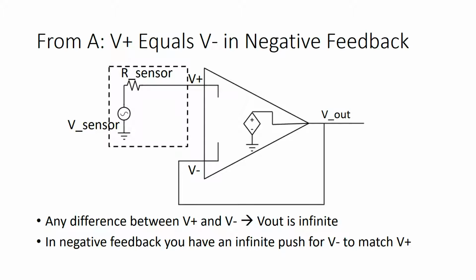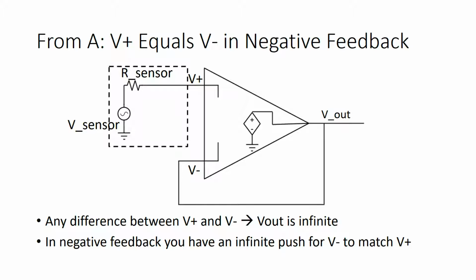Students are often bothered by this derivation because it's an oversimplification. Weren't you just telling us that V out is equal to A times (V plus minus V minus)? Wouldn't that be 0 if V plus equals V minus? The trick to resolving these complaints is to remember that A is actually finite. So in reality, there's a tiny difference between V plus and V minus, which allows for A times (V plus minus V minus) to be equal to V out.